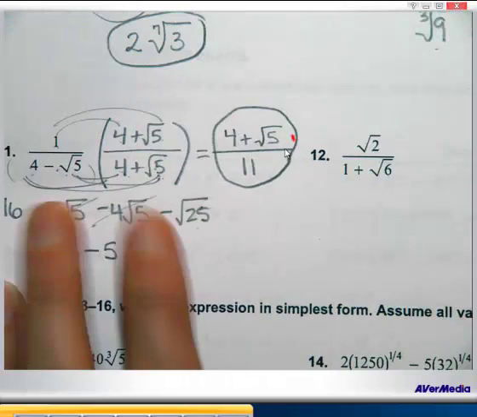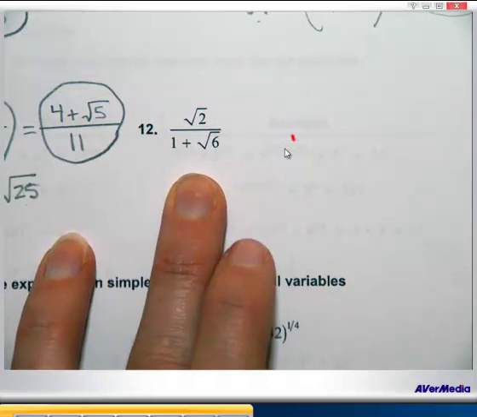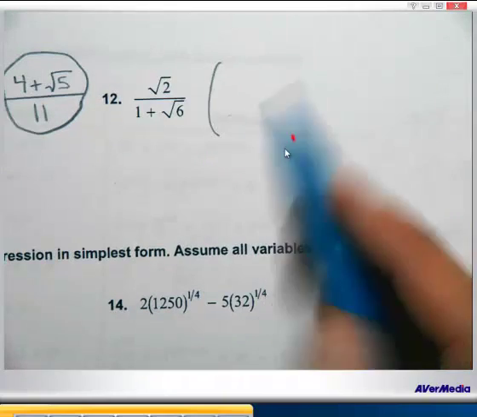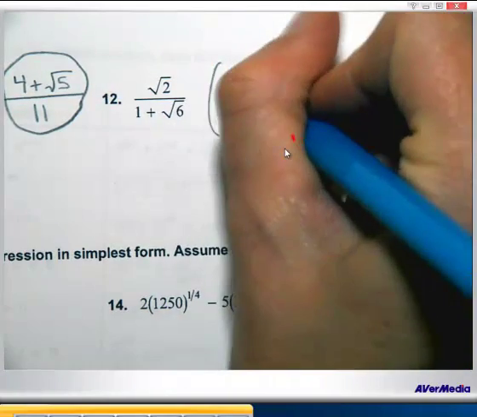Okay, so we're going to use the conjugate, which means we're going to multiply by, well, last time we multiplied by a positive in the middle because this was negative. What do you think we're going to do here? 1 minus root 6, top and bottom.